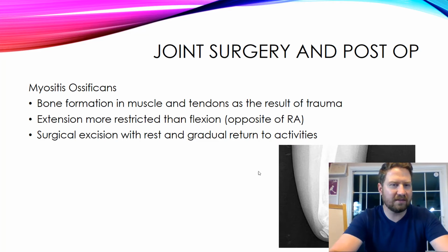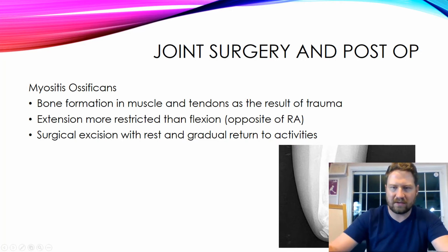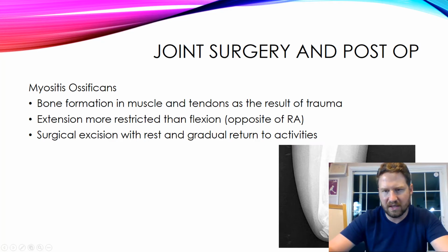Myositis ossificans, that's a bone formation. That's a little calcification in the muscle and tendons as a result of trauma. So extension is more restricted than flexion, because as you try to extend, soft tissue grinds in there, which is the opposite of rheumatoid arthritis. Okay? Surgical excision with rest and gradual return to activities.